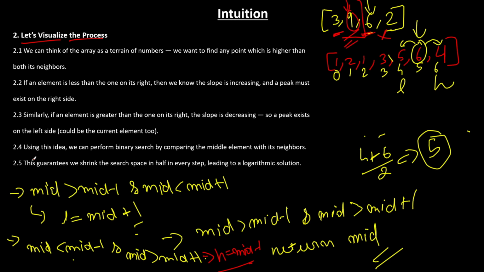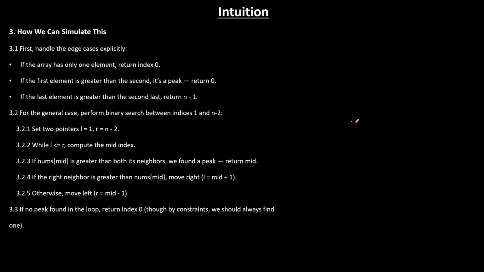So using this idea, we can perform binary search by comparing the middle element with its neighbors. This guarantees we shrink the search space in half in every step, leading to a logarithmic solution. So I hope you understood the visualization process. It was pretty straightforward and simple. Now let's see how we can simulate this.